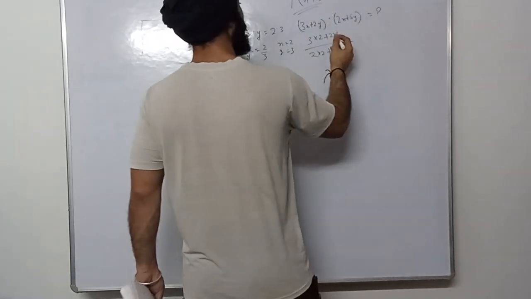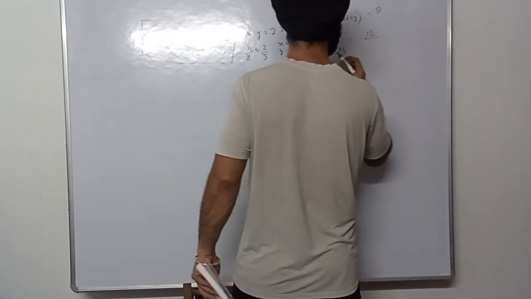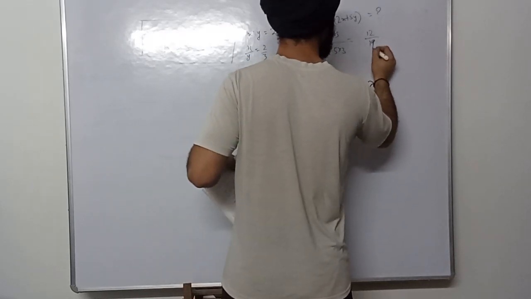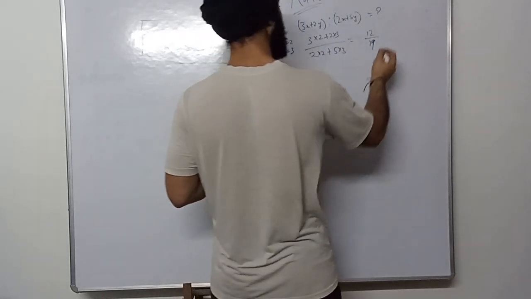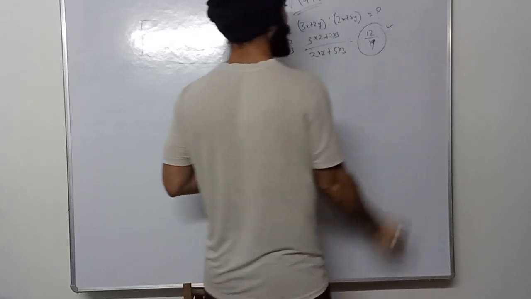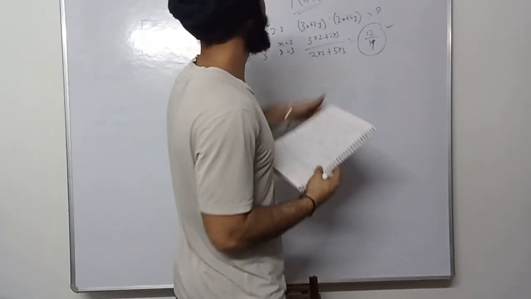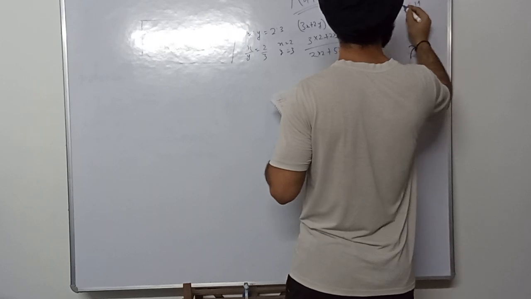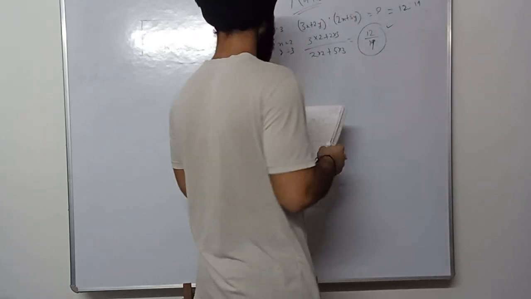3 twos are 6, 6 plus 6 is equal to 12. 5 threes are 15, plus 4 is 19. This ratio will be 12 ratio 19. That's our answer, question number 3.